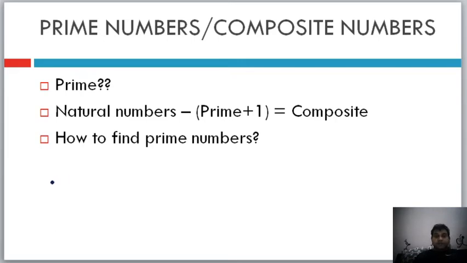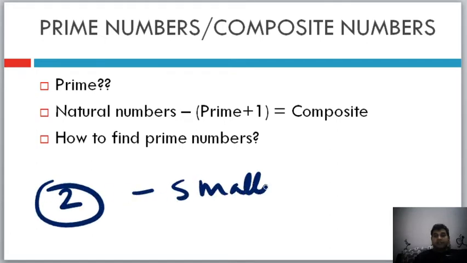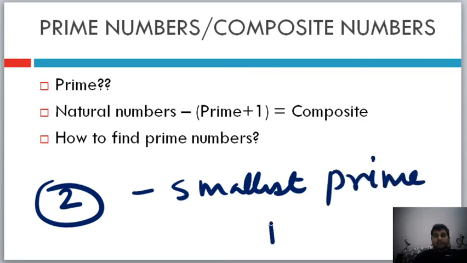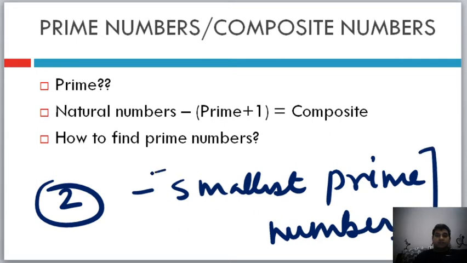So first and the smallest prime number is 2. Understand this. It is always a trick question. It comes in a lot of examinations. Which is the smallest prime number? So 2 is the smallest prime number.